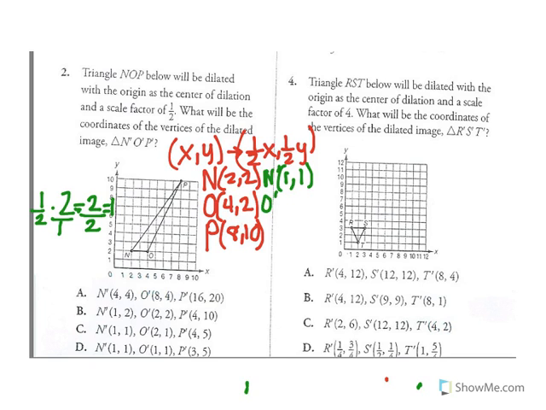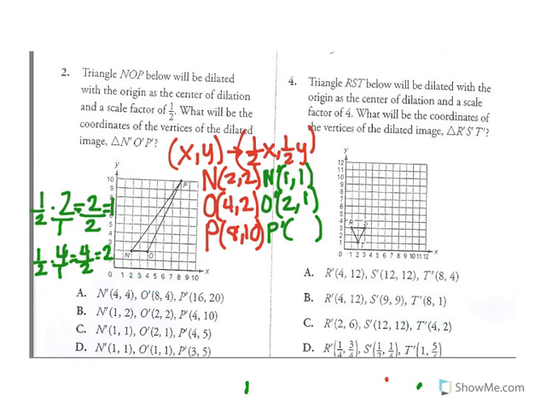So now I have to find my coordinates for O prime, so I'm going to multiply by 1/2 again. If I have 1/2 times 4, 4 is a whole number, so I have to put a 1 underneath it and multiply across. So 4 over 2 makes 2. So my coordinates for O prime would be 2, and we already multiplied 2 times 1/2 up here, so we know that this one is also going to be 1.